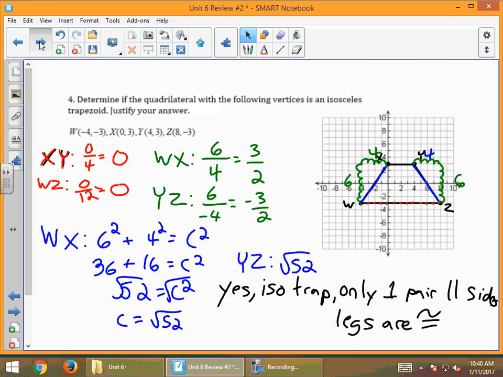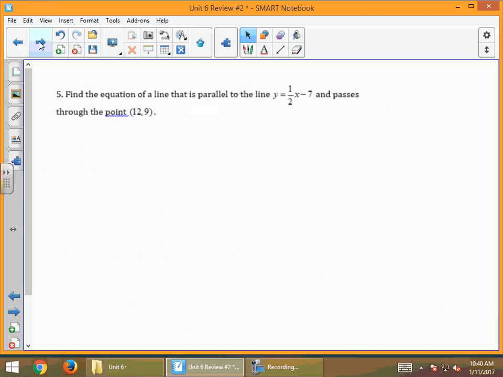Okey dokey. Moving on to number 5. Ooh, blast from the past. Last semester we had problems just like this. They will be on your test. Find the equation of a line that is parallel to the line y equals 1/2 x minus 7 and passes through the point (12, 9).